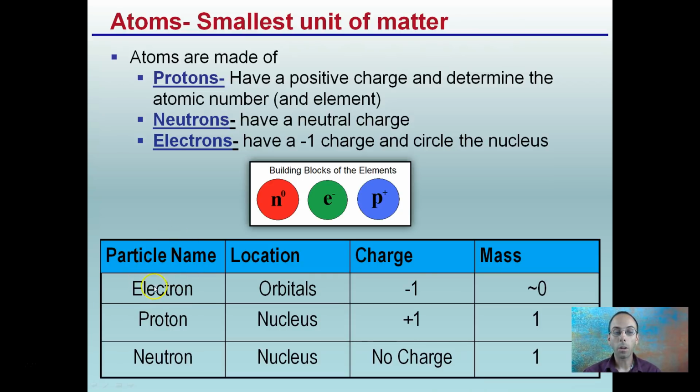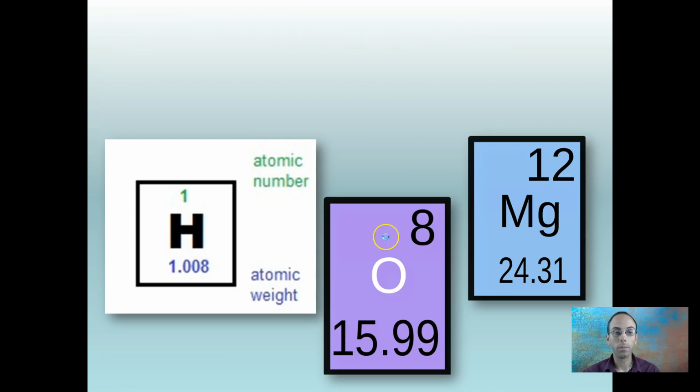It gives you the particle name: electrons, protons, and neutrons, their location, whether it's in the orbitals on the outside or located in the nucleus, and the charge, where electrons are -1, protons +1, and neutrons are neutral or no charge, and the mass. Protons and neutrons have a mass of 1, and electrons we say about 0. We say about 0 because for the intents and purposes of this class we're going to consider it to be 0, but there is a very, very small mass there, so that's why it's about 0. It's a very small, minute number. For our easy math calculations, we'll pretty much consider it a mass of 0.